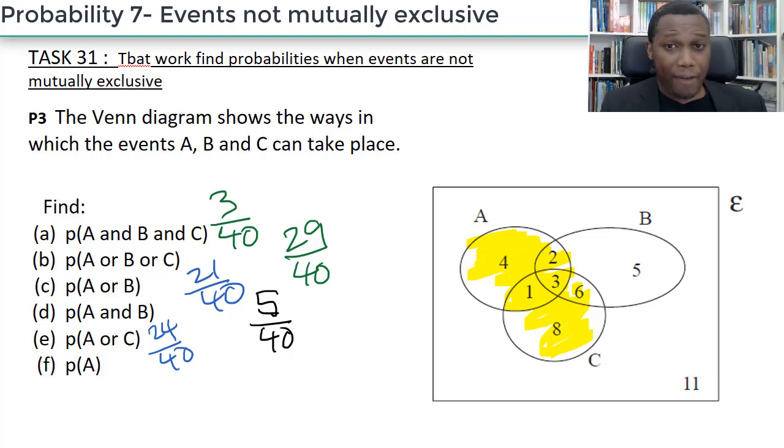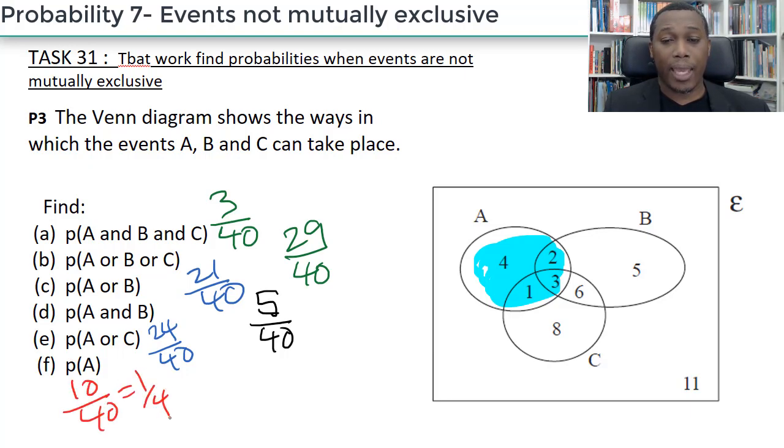And then finally, F. What are we looking for in F? F says probability of A. A would be the entire circle of A, all of this. That's the category we're looking for, the outcomes we want. Those are our successes. 4 and 2, 6 and 4, 10. So for F, you have 10 on 40, which is a quarter. Those are your solutions for number 3.